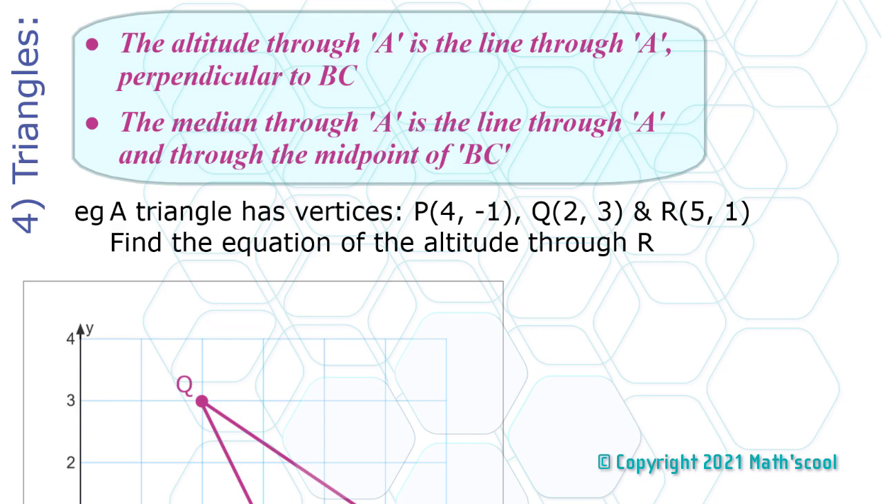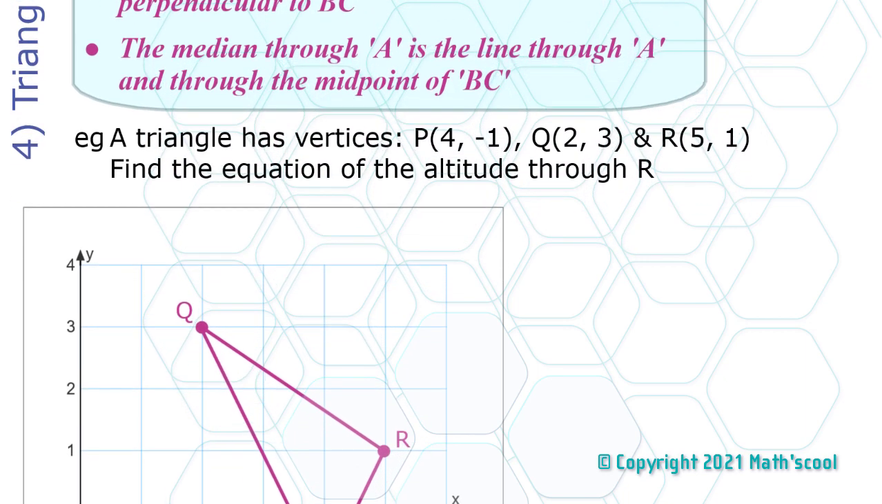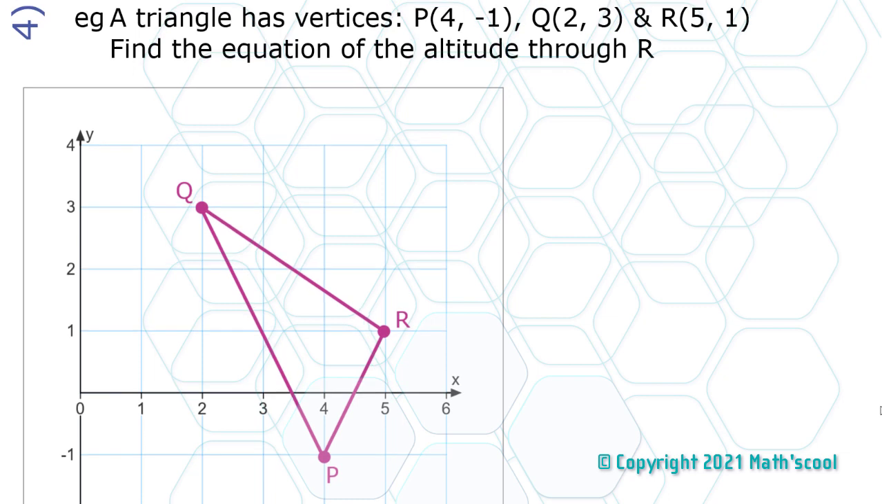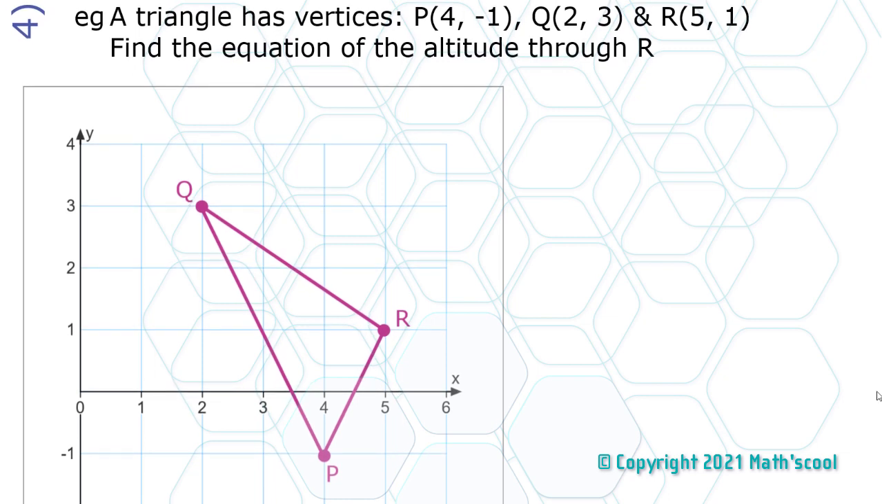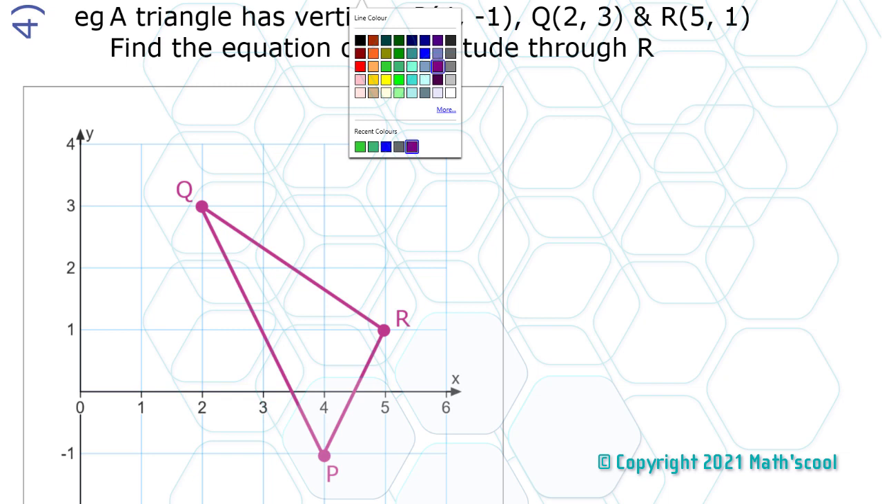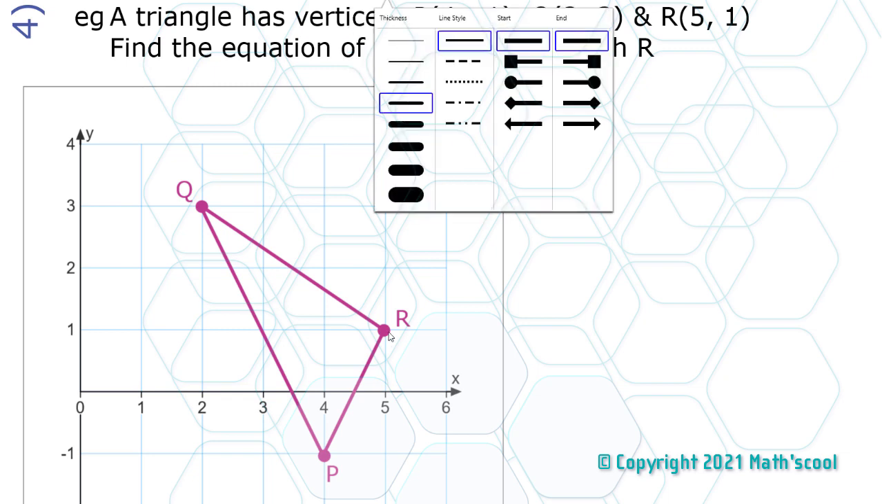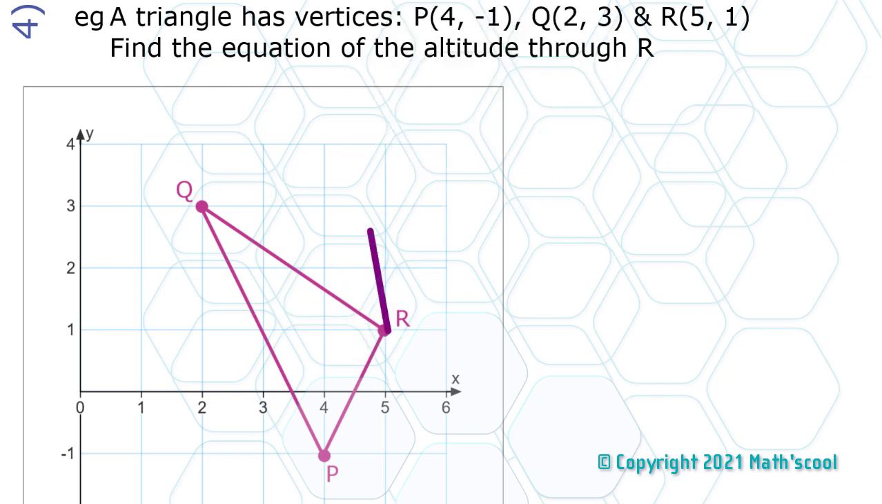Okay, we talked about altitudes and medians already, and now it's showing us a triangle and it's asking us to find the altitude through R. So we know that the altitude through R has to go through R and then it has to be perpendicular to the other side. So it's got to look like this.